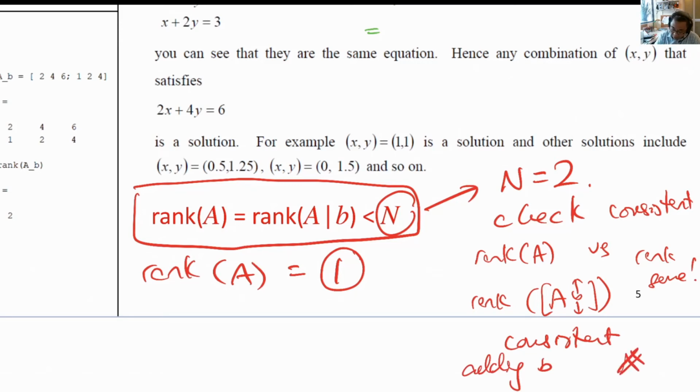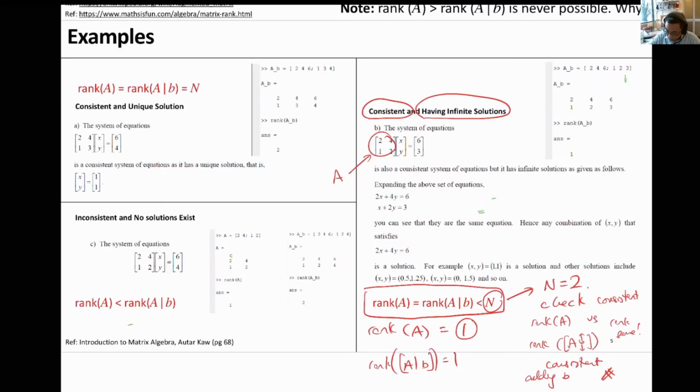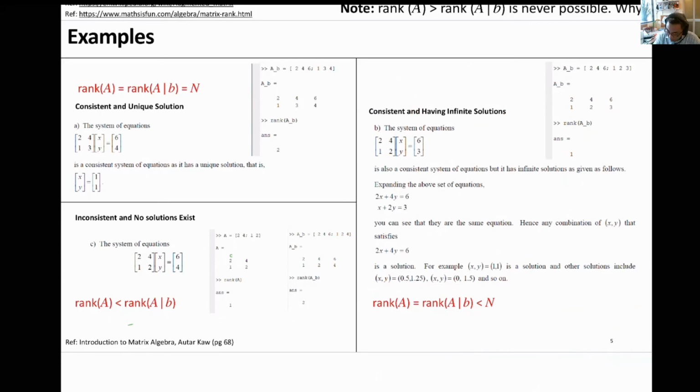In this example, the rank of A augmented with B is also equal to 1. We can see this visually. This is B. In fact, column B is nothing but column 1 multiplied by 3. Now to check that it has infinite solutions, it is this criteria here. The number of unknowns is 2, but the rank is 1, therefore we have one free variable, and therefore we have infinite solutions.